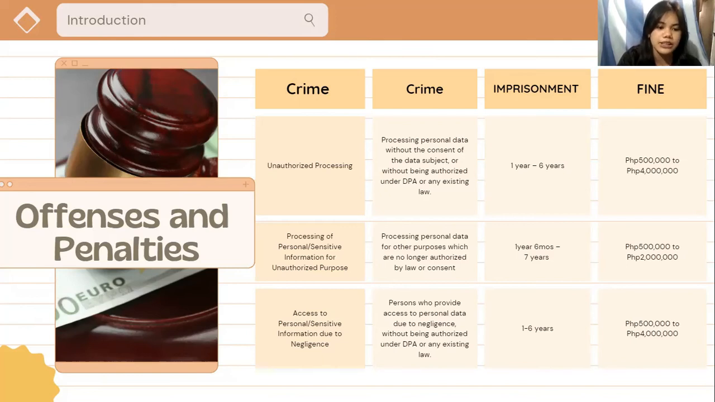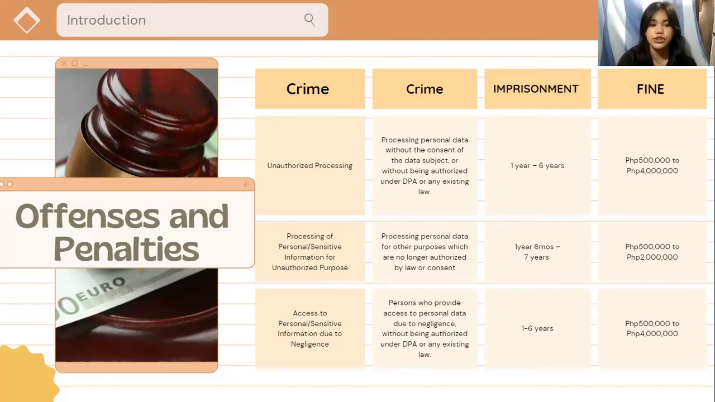4 million. Next is processing of sensitive personal information for unauthorized purposes, which means processing personal data for other purposes which are no longer authorized by law or consent. The imprisonment is 1 year and 6 months to 7 years, and the fine is 500,000 to 2 million.